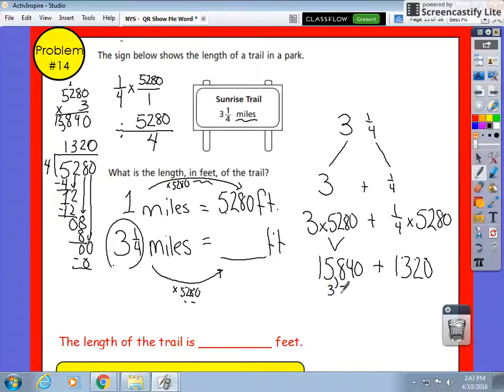And then I can go ahead and add those two numbers. So I'm going to line it up underneath here, and I get 17,160. So the length of the trail is 17,160 feet. And that does seem reasonable because if I think about 3 miles, about 3 miles times about 5,000 is going to give us about 15,000.